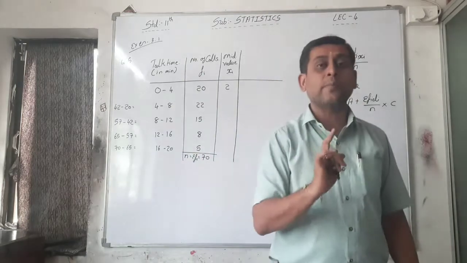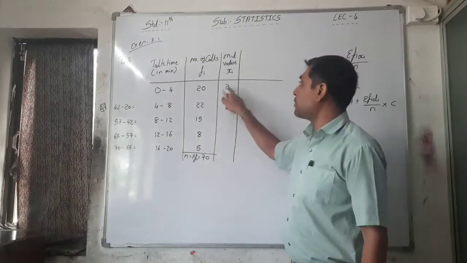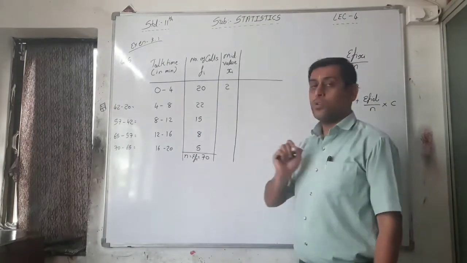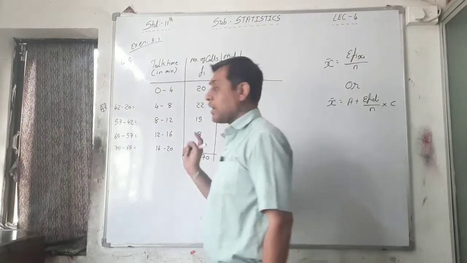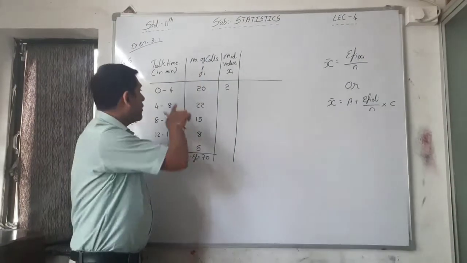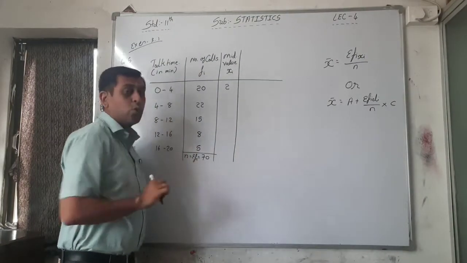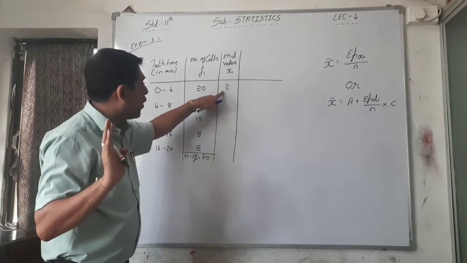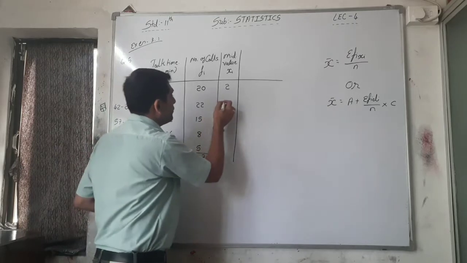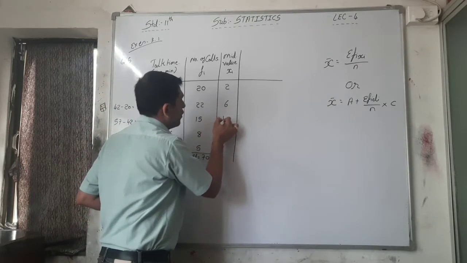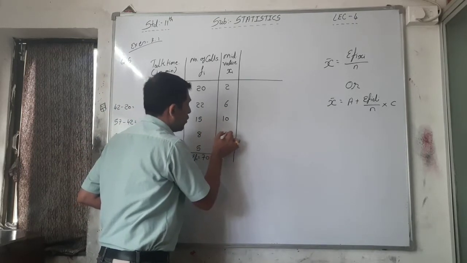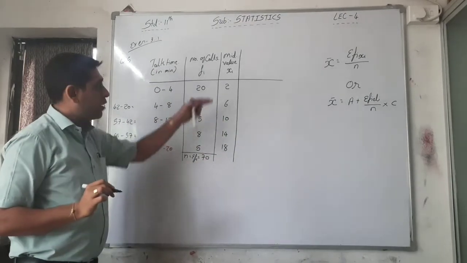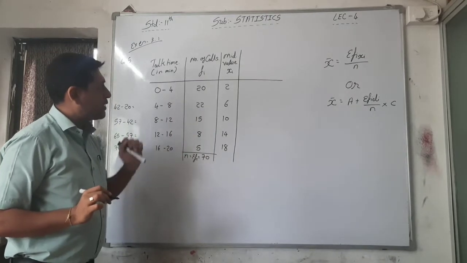Whenever the class interval is the same, you just have to find the first mid value and then add the class interval to find the next mid value. Your class interval is 4 here: 0 to 4, 4 to 8, 8 to 12. That's why the class interval is 4, and you have to add 4 here. So 2, then plus 4, 6, then plus 4, 10, then plus 4, 14, and then plus 4, it is 18. So here your mid value, that is xi.